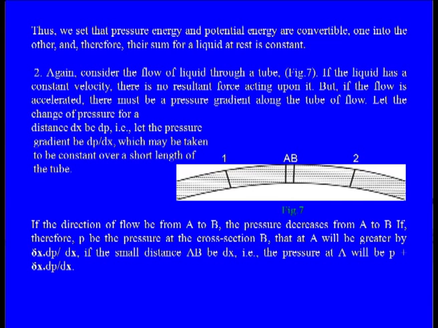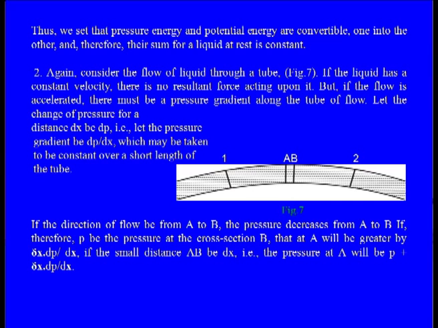Now, let us take another example to clarify this statement. Again, consider the flow of a liquid through a tube. Now, let us take a small cross sectional area AB. If the liquid has a constant velocity, there is no resultant force acting upon it. But if the flow is accelerated, there must be a pressure gradient along the tube of the flow. Let the change of pressure for a distance dx be dp. So, let the pressure gradient be dp by dx, which may be taken to be constant over a short length of the tube. If the direction of flow is from A to B, the pressure decreases from A to B.